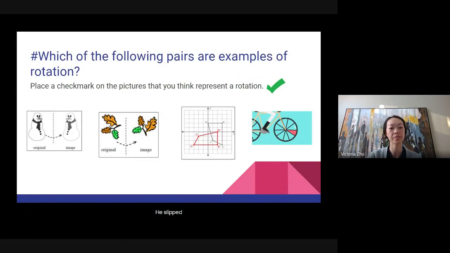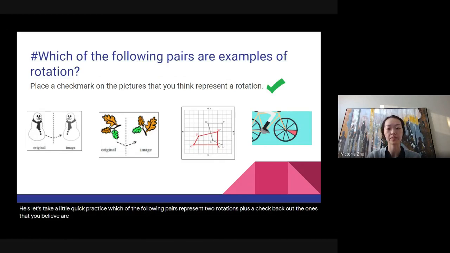Okay, so let's take a little quick practice. Which of the following pairs represent rotations? Place a check mark at the ones that you believe are. And go ahead and pause the video.